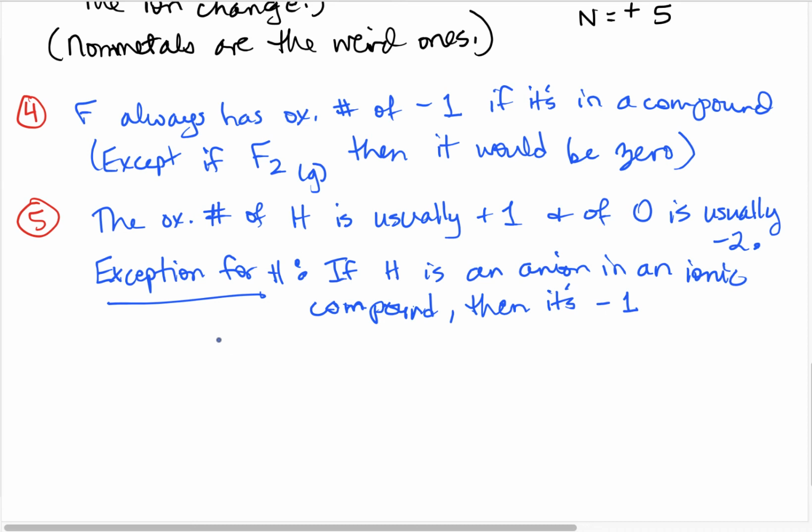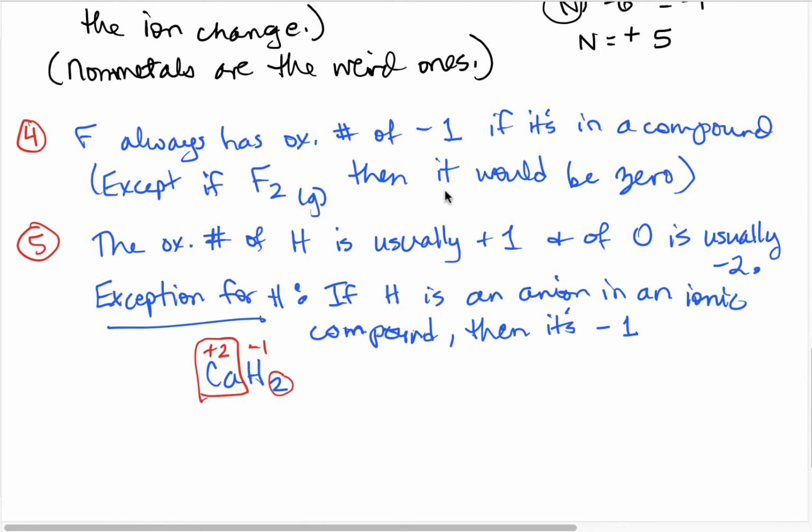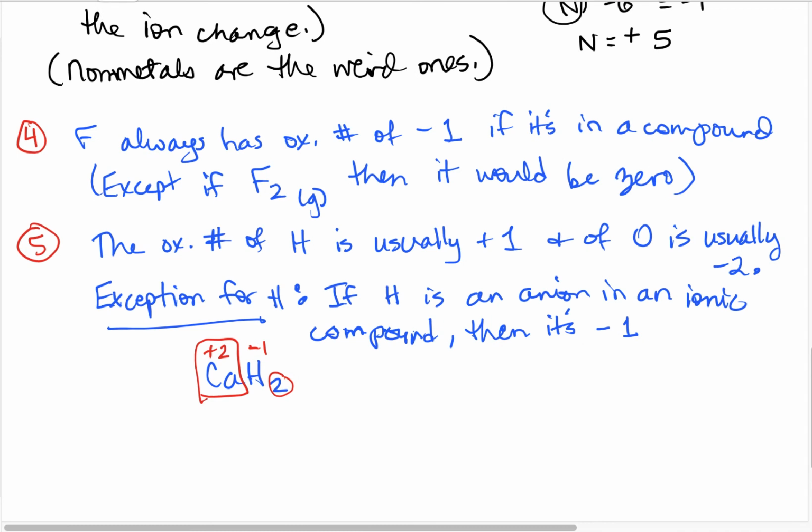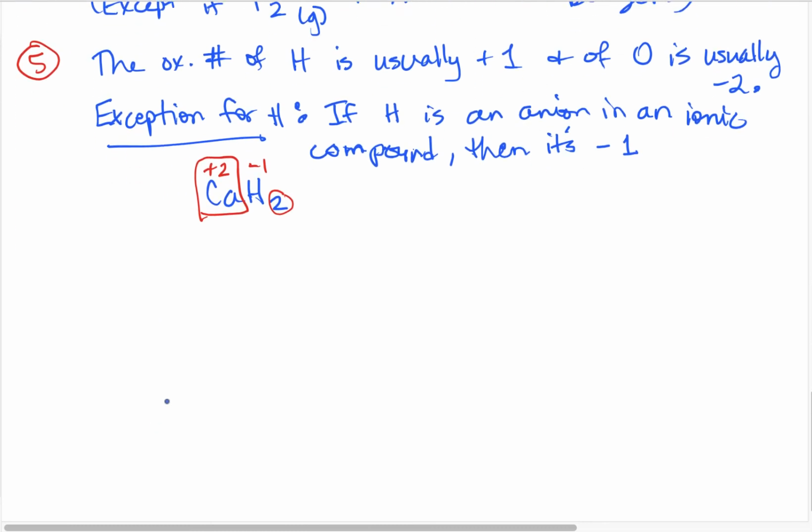So here's an example. If you have calcium hydride, let's see. We know that calcium is always a 2+ cation, and so there is no option here except that hydrogen has to not be +1 here, but it needs to be -1 because there's 2 of them, and so each one will be -1 and they will add up to 0. So this pertains to that rule number 1. Okay, so that's the exception for hydrogen.